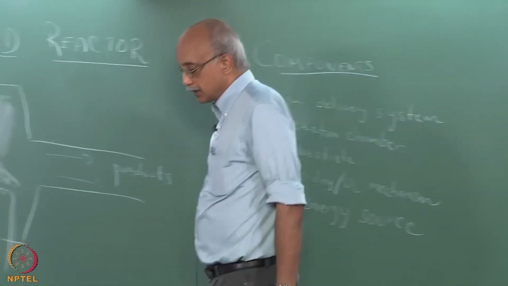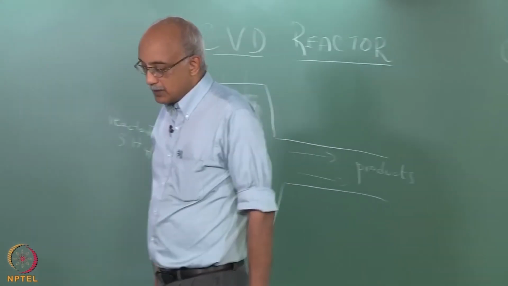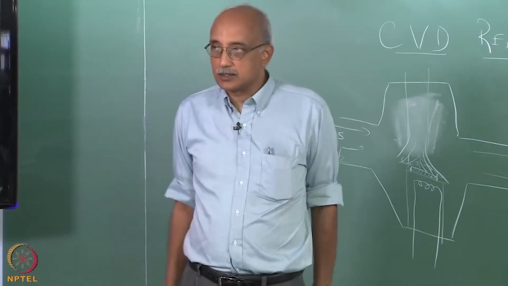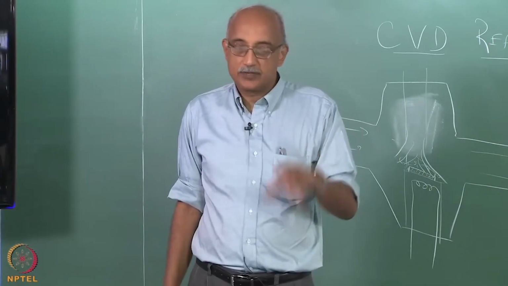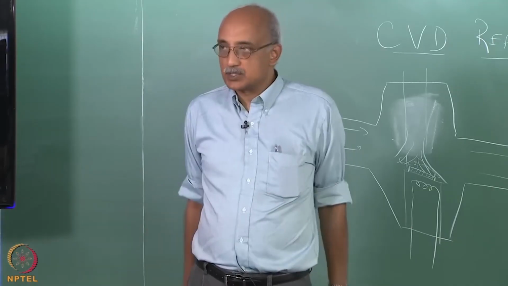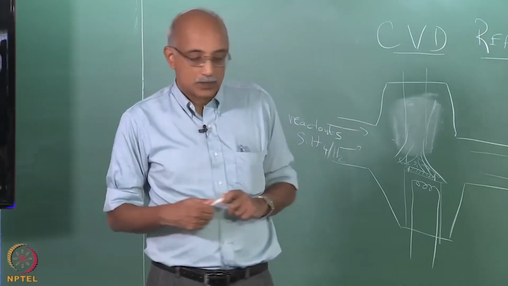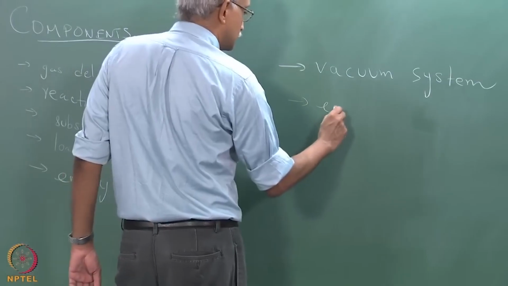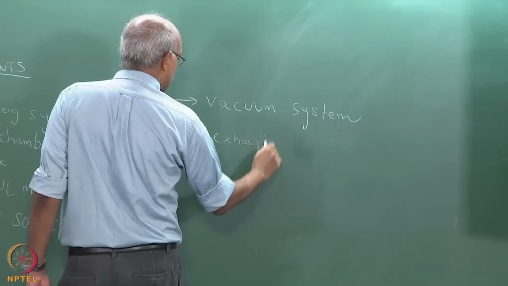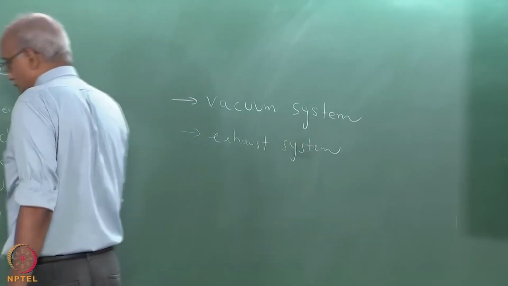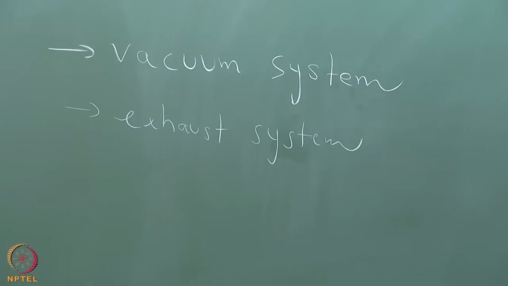Because many CVD reactors run at reduced pressures, you have to be able to depressurize the reactor during the CVD process, and then repressurize it when you are ready to open the reactor and take out the substrate. And you also need an exhaust system which takes the byproducts out of the reactor.